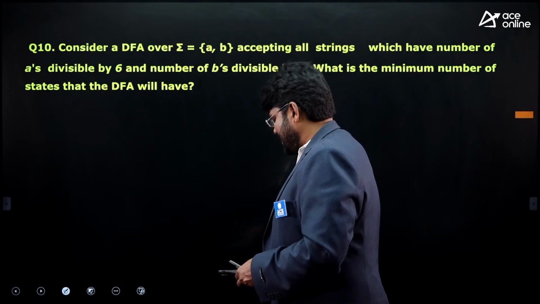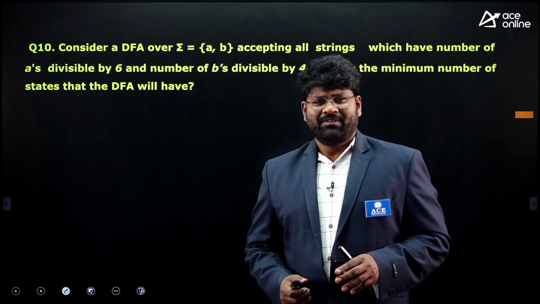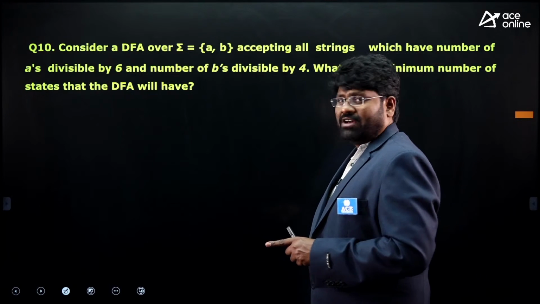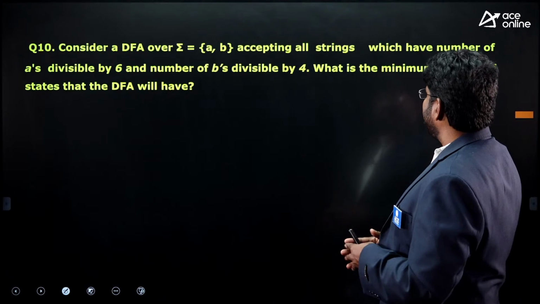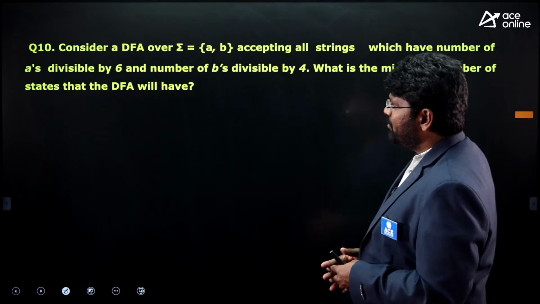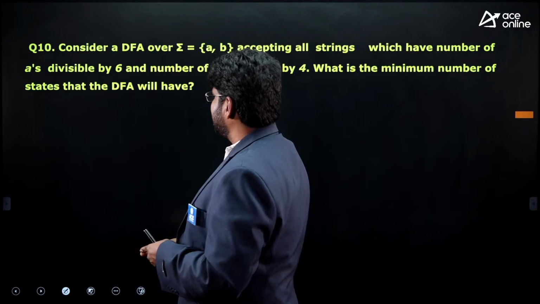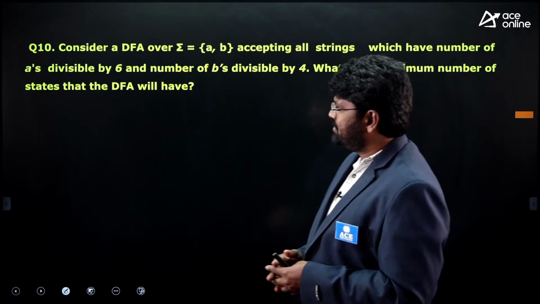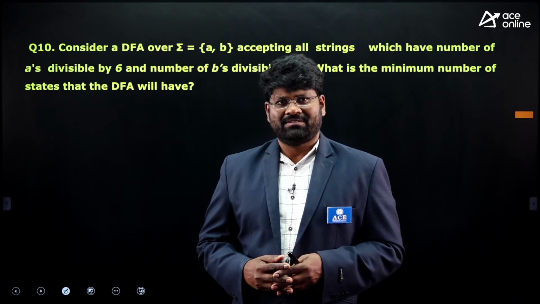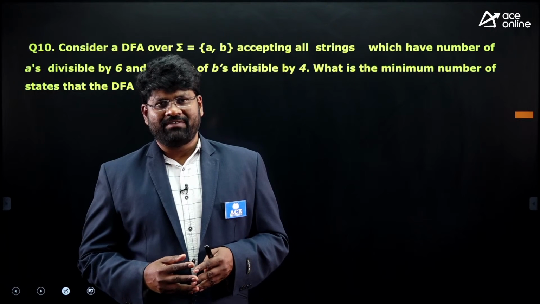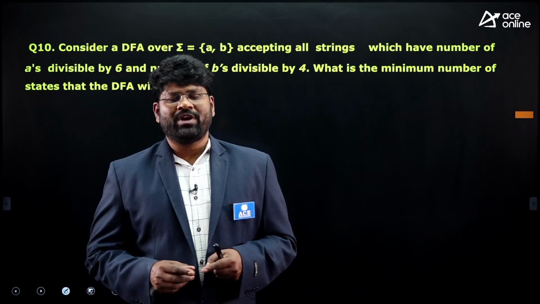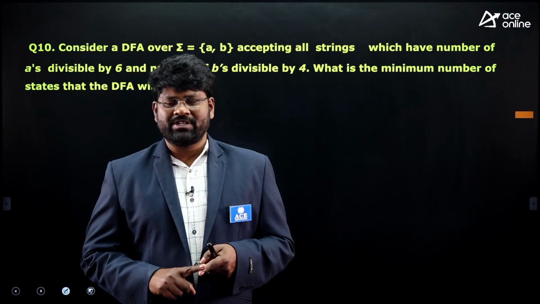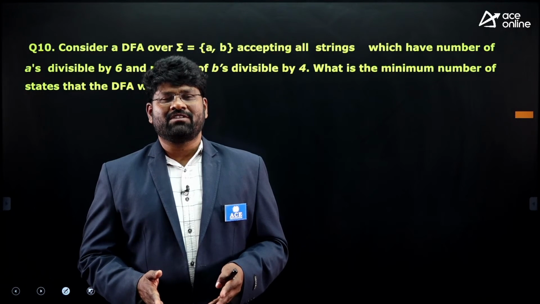Just look at the problem statement. Consider a DFA over sigma equals {a, b}, accepting all strings which have the number of a's divisible by 6 and the number of b's divisible by 4. What is the minimum number of states that a DFA will have here? This model is also one of the prime models. I have seen these models in 2000. In 2007, they gave one more question. In 2015 also I have seen one question on this model.